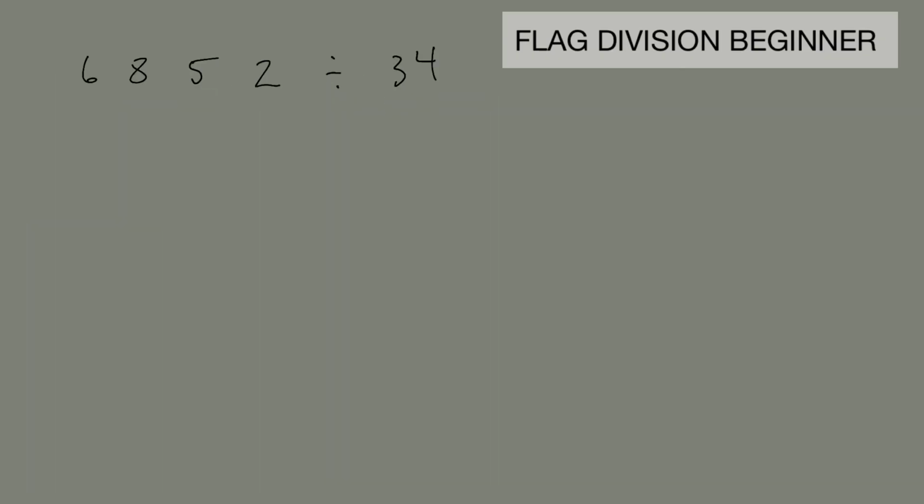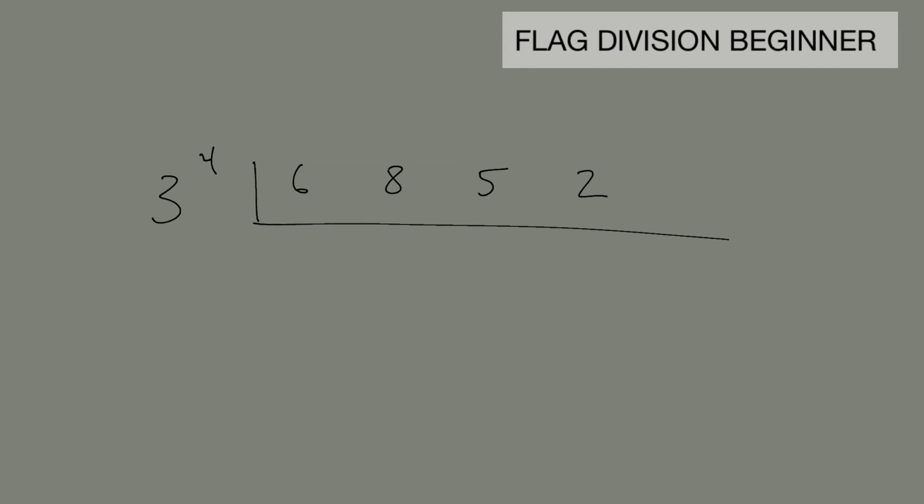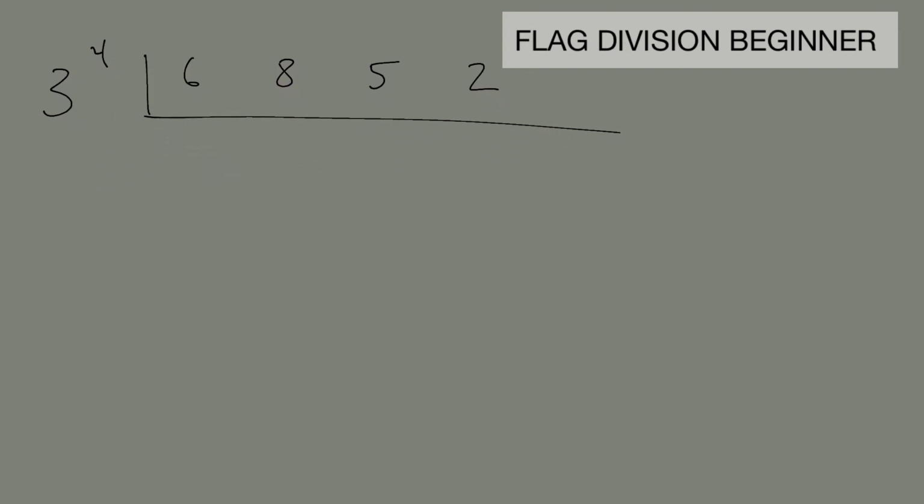Remember, this is the second problem that we had here. So we set it up like this: 6,852 divided by 34. I'm going to go ahead and move this problem out of the way and move this up a little bit. Once again, this is how we start. 6 divided by 3.